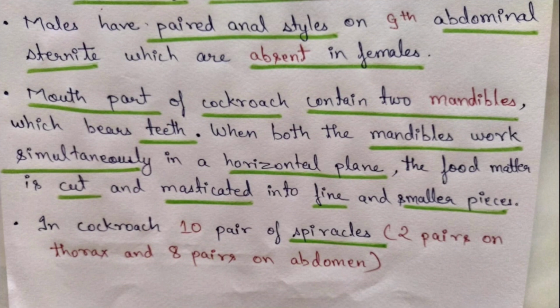In cockroach 10 pairs of spiracles are present. 2 are on thorax and 8 are on abdomen. So all these points which are discussed in the last two slides, you must remember them as they are.